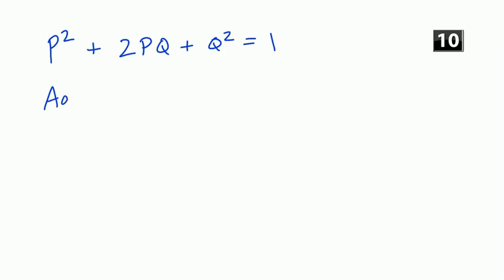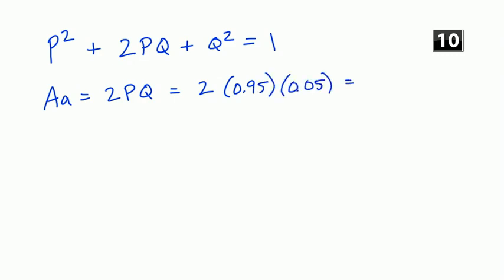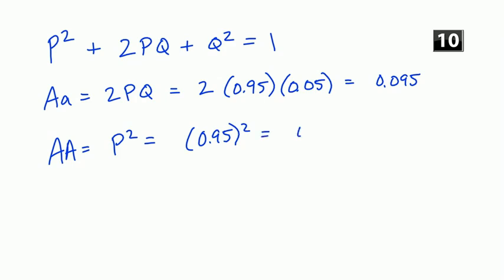First question, what's the frequency of the big A, little a genotype and the big A big A genotype if the frequency of the dominant allele is 0.95 or 95%? So this is our Hardy-Weinberg equation again. If the frequency of big A is 95%, then the frequency of little a must be 5%, right? Because p plus q equals 1. So the heterozygous genotype frequency would be 2pq, or 2 times 0.95 times 0.05, which is 0.095 or 9.5%. And then the frequency of the homozygous dominant genotype would be 0.95 squared, so that would be 0.9025 or 90.25%.